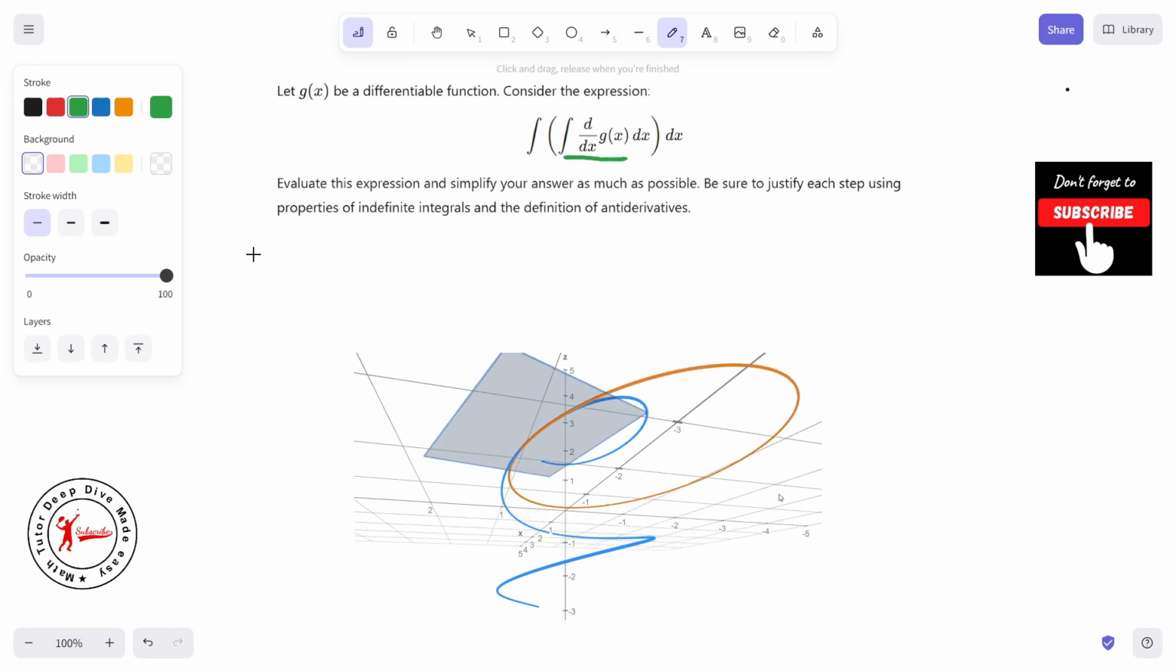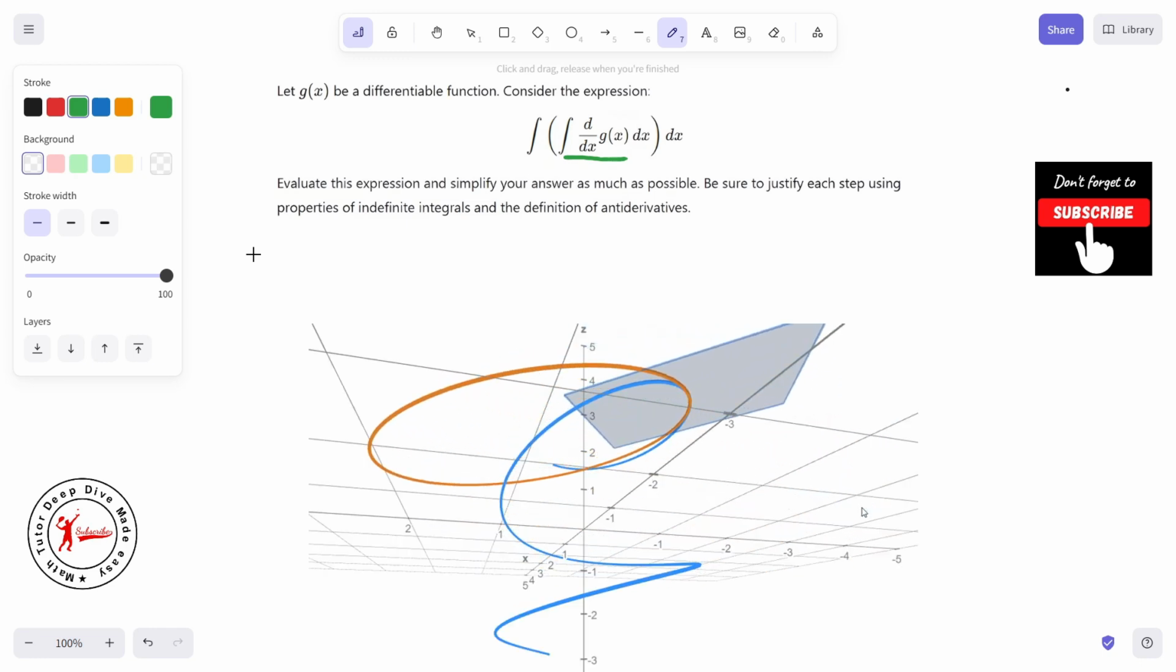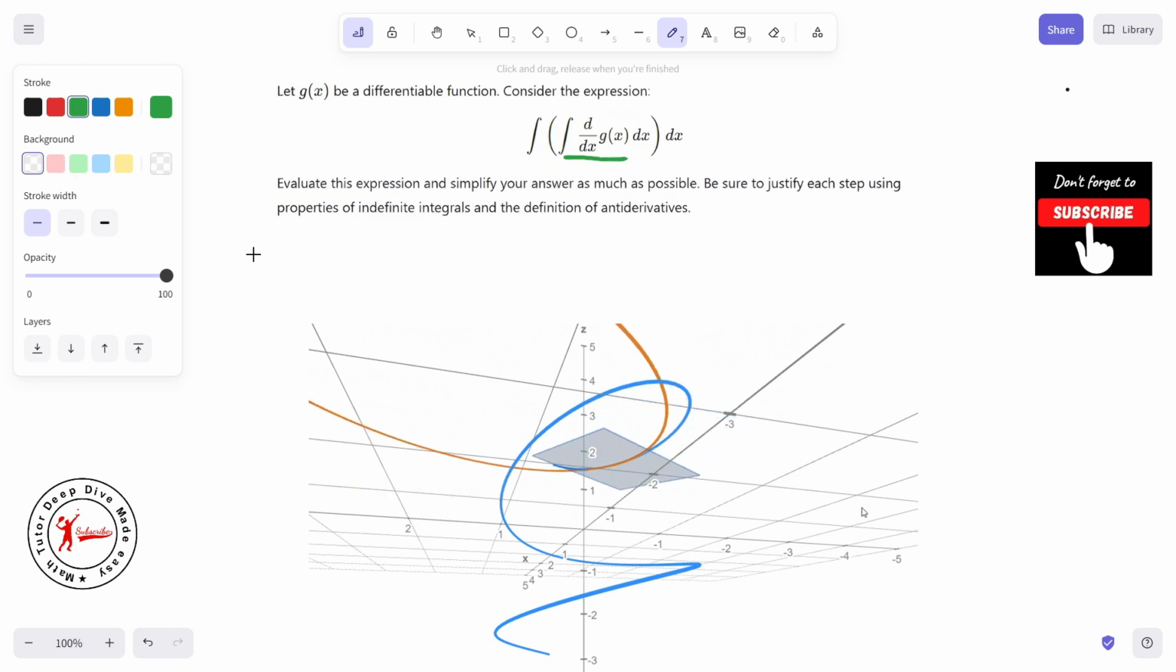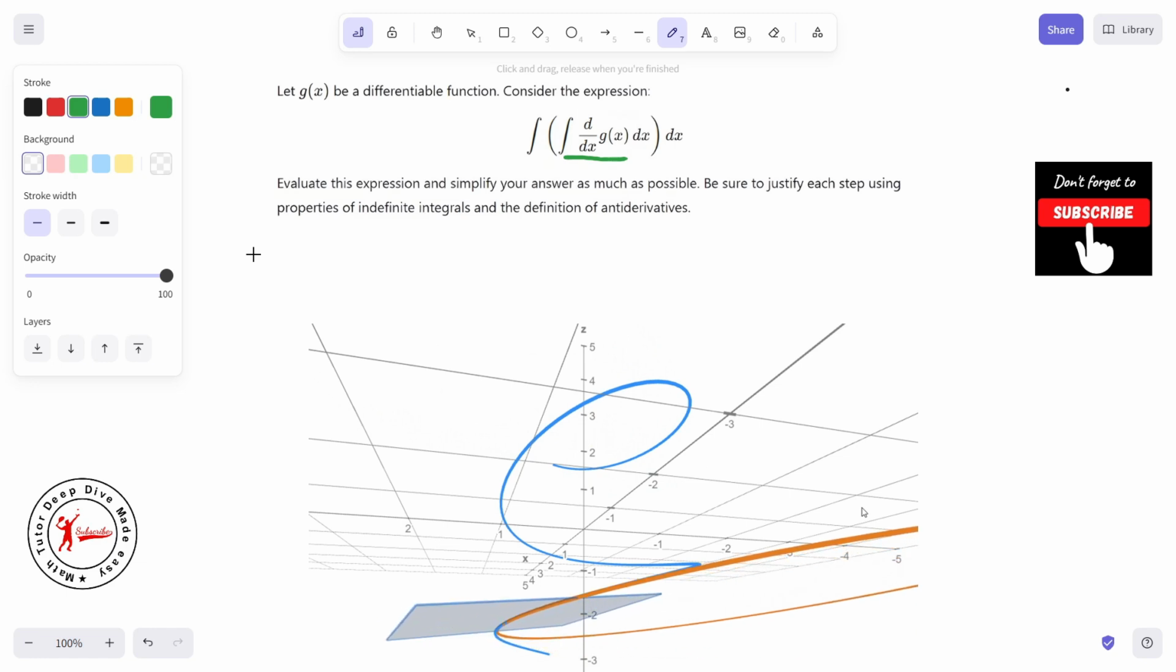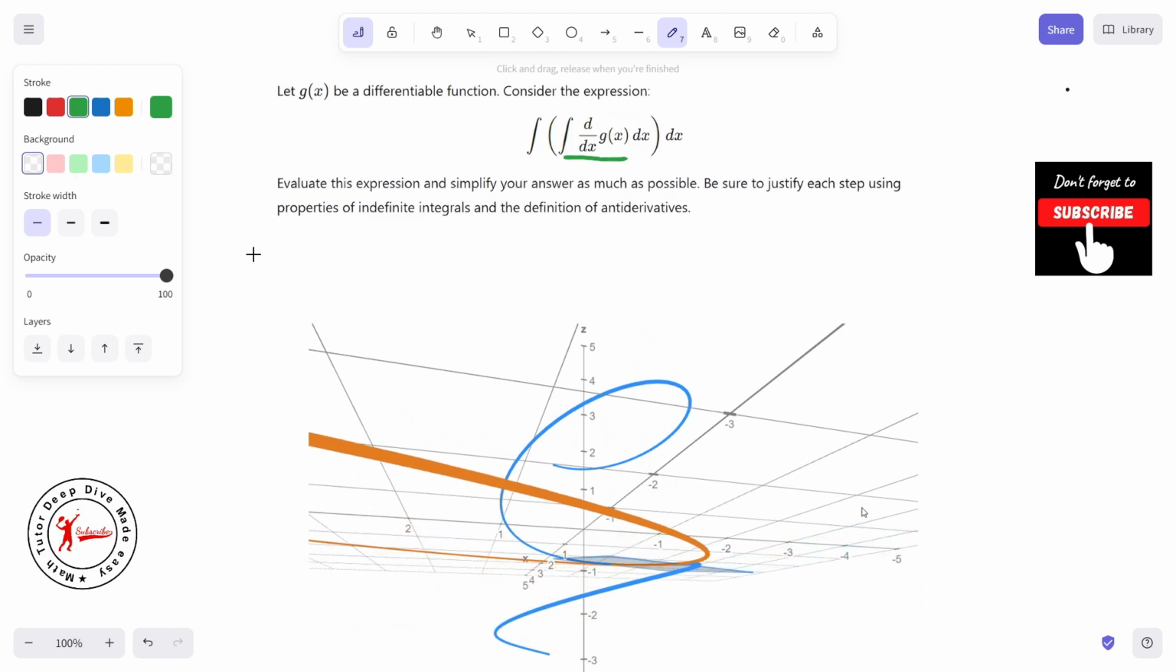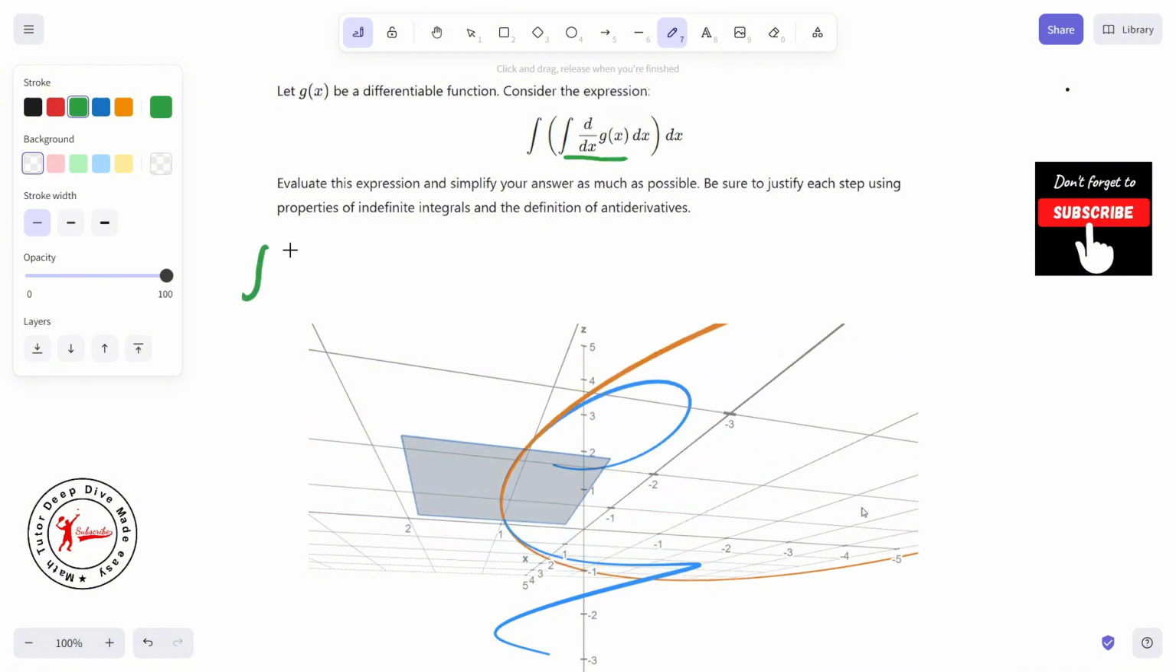Let me walk you through it carefully. Step 1 is to focus on the inner part first. We are asked to evaluate the integral with respect to x of something that is already an integral. So, we look at the inside part first. Inside, we are integrating the derivative of g of x with respect to x.